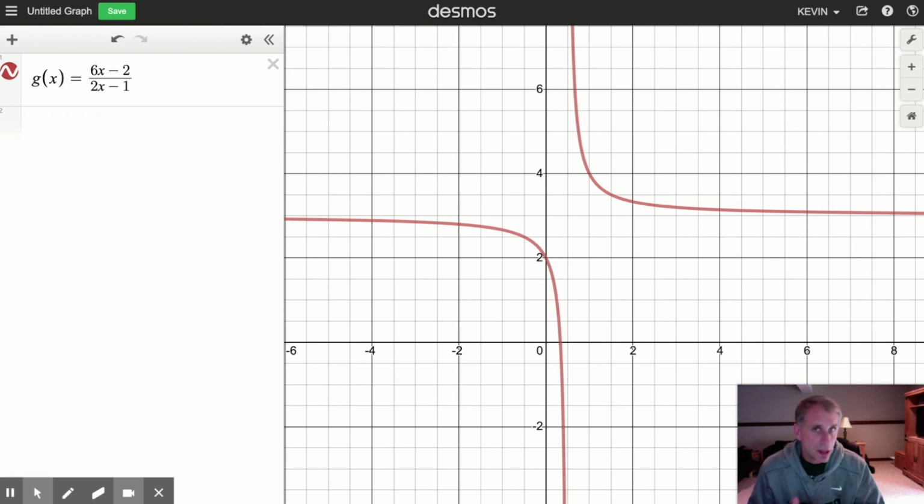We'll get to the hardcore algebra in a second here in terms of how to figure out locations of horizontal and vertical asymptotes. But I think it's helpful to look at a graph of this rational function and just see what's going on.